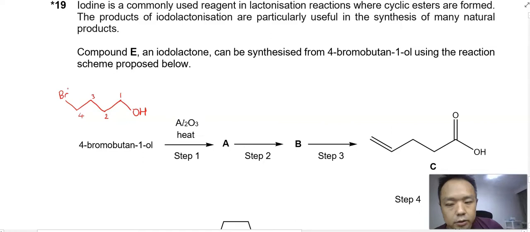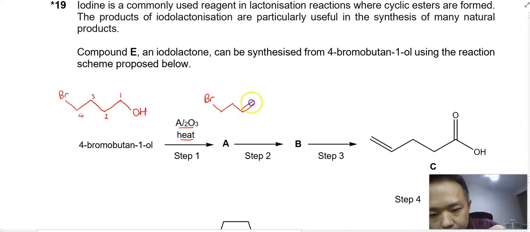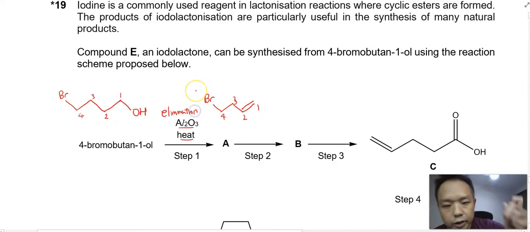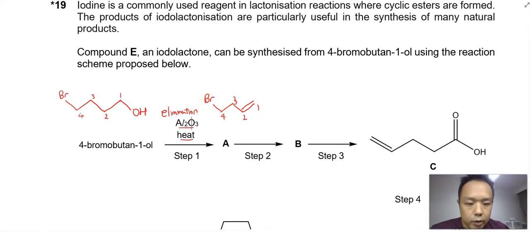Okay, so the first reaction, Al2O3 heat, is a very standard elimination reaction. So we have Br, right, and we eliminate the alcohol. 1, 2, 3, 4. Okay, so elimination of alcohol. Take note, it's not elimination of your HBr. Okay, that's the structure of A.